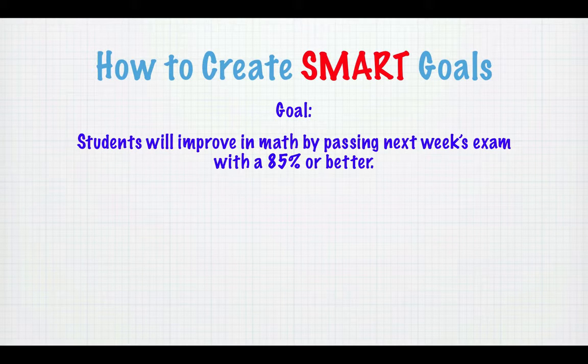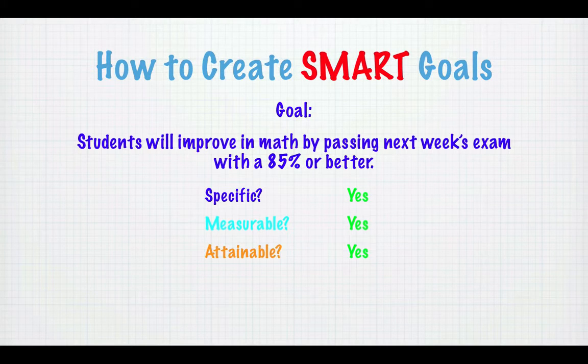Now we will use the goal of students will improve in math by passing next week's exam with an 85% or better. Now, is this a SMART goal? Is it specific? Yes, it specifically mentions passing the next week's exam. Is it measurable? Absolutely. Students must pass it with an average of 85% or better. Is it attainable? I believe so.